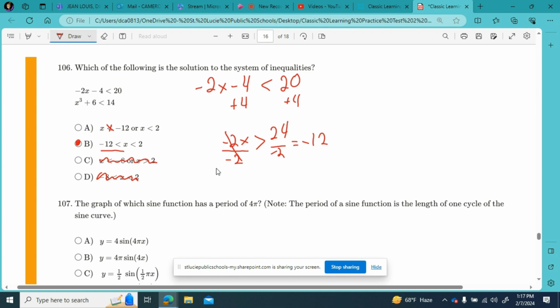And I can prove the other one also, even though I've already found the answer. I wouldn't do this on test day because I've already got my answer. You could say x cubed plus 6 is less than 14. Solve for x. Subtract 6 on both sides gives us x cubed is less than 14 minus 6, which is 8. And I know that 8 is 2 times 2 times 2, so x is less than 2. And they both had that part. I'm glad I started where I did. Okay, so we got that answer.